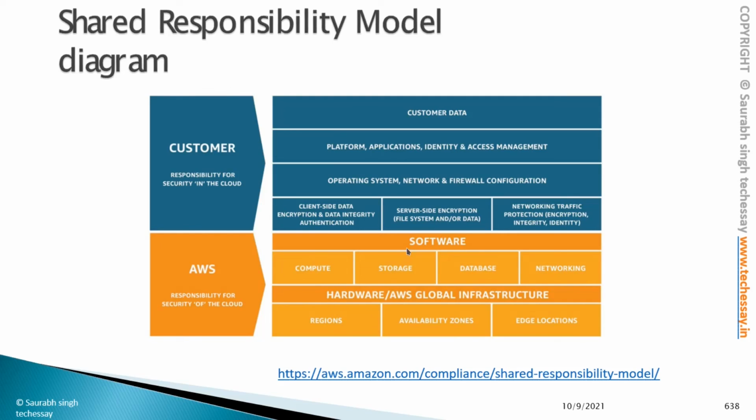Also here AWS is responsible for the host operating system. This operating system is different from the one managed by the customer, which is called the guest operating system. So in the software section, the host operating system is also included here. Here the customer is responsible for client-side data encryption and data integrity, authentication, server-side encryption, file system or data, networking traffic protection, encryption and integrity, identity, and operating system. Here we are talking about the guest operating system, not the host operating system. The host operating system is the responsibility of AWS. And managing customer data is also the responsibility of the customer. So let's move further.